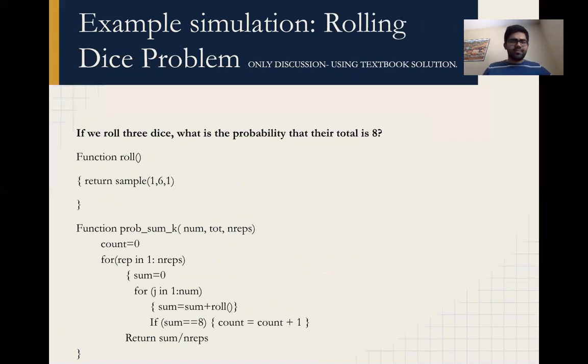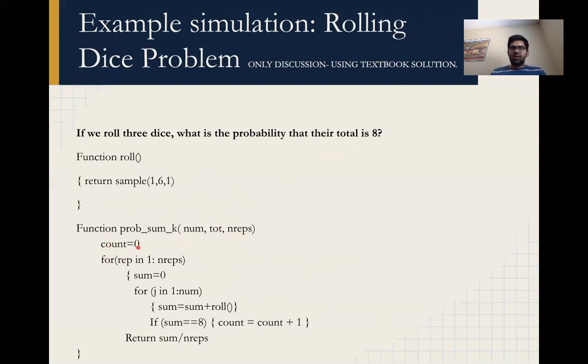So yeah. All right, for this, I have 3 die. I roll the 3 die. What is the probability that the total is 8? Again, very simple. We define a function, probability that the sum is equal to k. K is 8, right? So this is the total I want, that is 8. And n reps is the number of repetitions I'll be running.